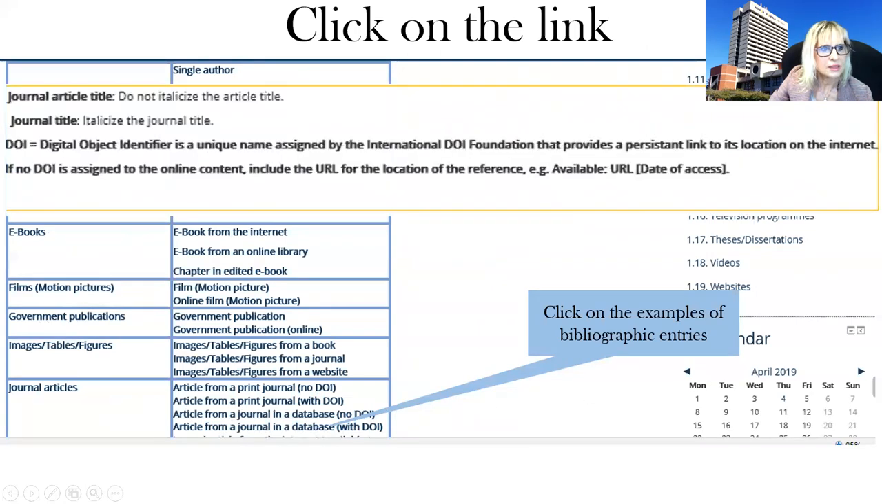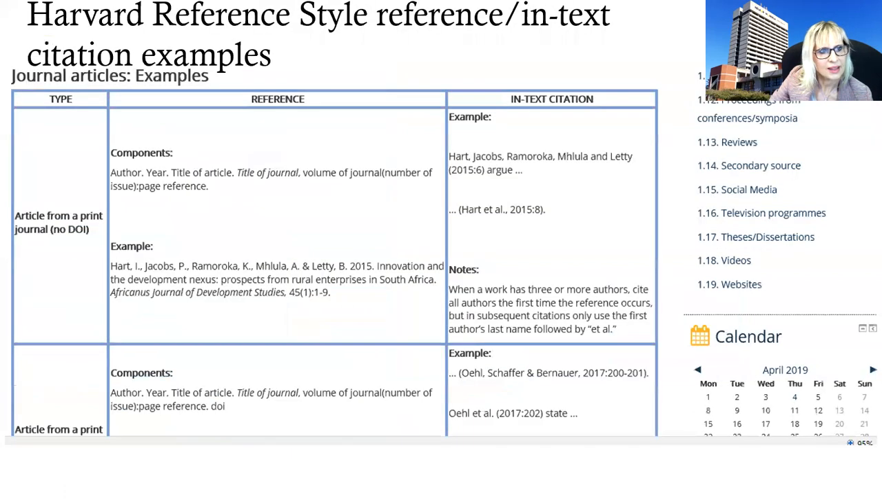The DOI is a digital object identifier, and it provides a persistent link to its location on the internet. If no DOI is assigned to the online content, include the URL for the location of the reference. If a DOI is assigned to the online content, include the persistent link for the location of the reference. And here you find the examples.